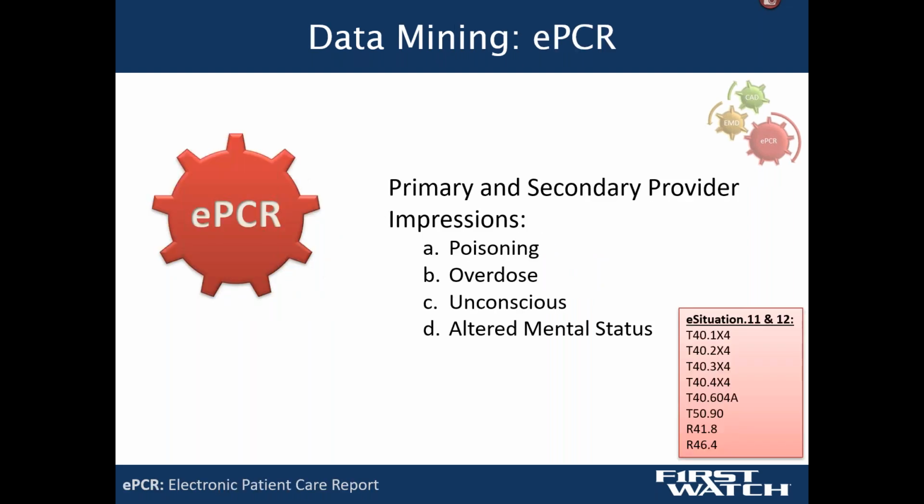And from the EPCR side, we're looking at primary and secondary impressions that had some relevance to poisoning, overdose, unconscious, or altered mental status. Now, we know that you speak fluent NEMSIS code, so I took the liberty of adding a little box with the translation into NEMSIS language of what corresponds to this, for example, right here in primary impressions. That would be situation 11 and 12, and we included the ICD-10 codes corresponding to these descriptions.